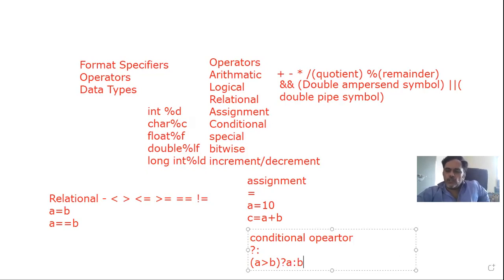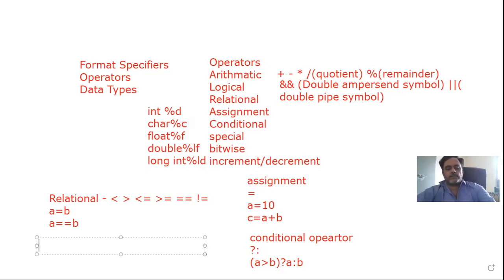So what is the output here? If the value in A is greater than B, I will get the output as A. If the value in A is not greater than B, then I will get the value of B as output. So this is simple logic. We can use this instead of using the if statement; we'll discuss it further later. The conditional operator is question mark colon. So this is just about the conditional operator.